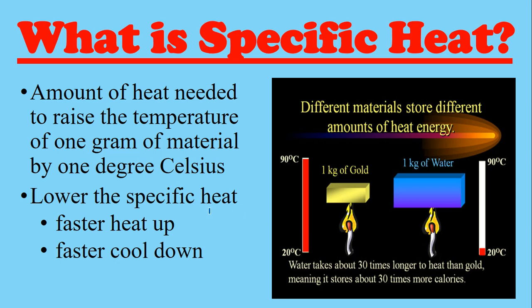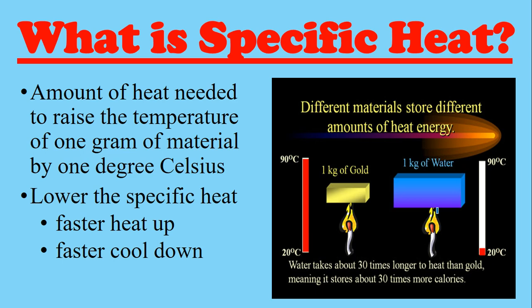Here's the thing. If you're comparing two objects, whichever one has the lower specific heat will heat up faster and cool down faster. So if you look here, gold has a lower specific heat than water, so it will heat up faster or cool down faster. Water, remember, if you don't remember from earth science, it heats up slowly and it cools down slowly.